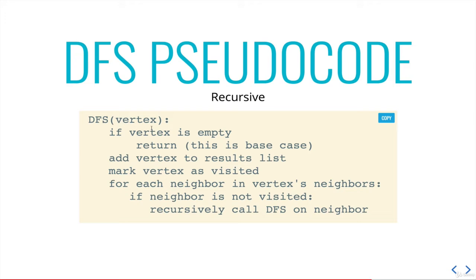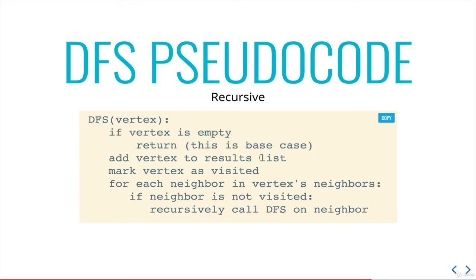So we need to have a base case when we're doing something recursively. If you haven't seen the recursive section, you definitely want to check that out first. Otherwise, this will make no sense. So our base case is when vertex is empty. So the first time around, that's not going to be the case because we're passing in A or B or some starting point. If that is the case, we return null, just get out of there.